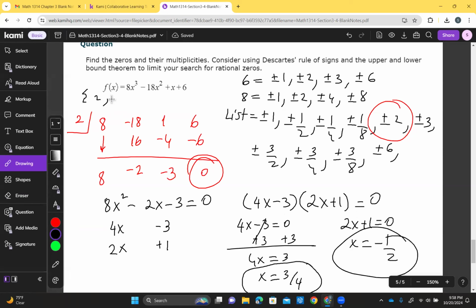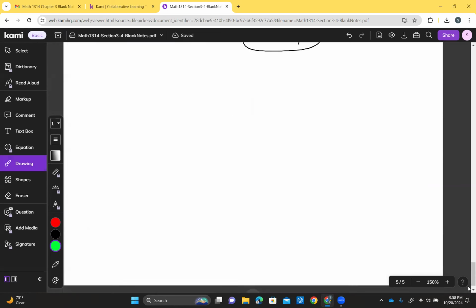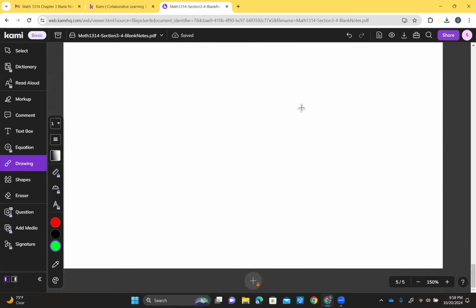So this question has 3 zeros: 2, negative 1/2, and 3/4. And you can set them in any order you like. So this is how we're going to use the synthetic division, listing the possible rational zeros, factoring, and the quadratic formula all together to master section 3.4, which is about finding the zeros of polynomial functions. Good luck with the homework.